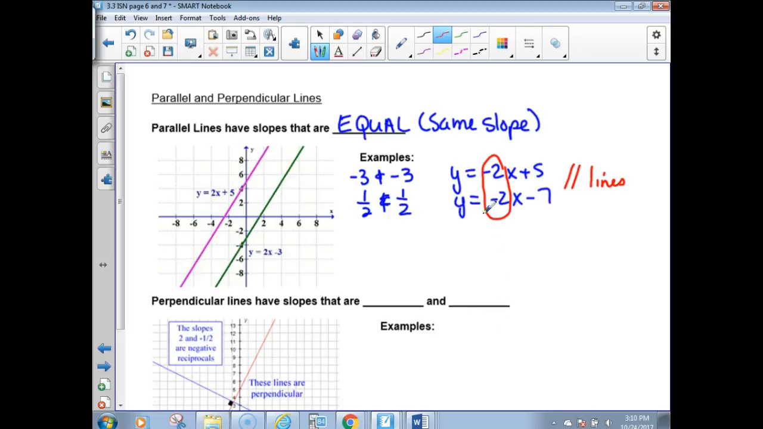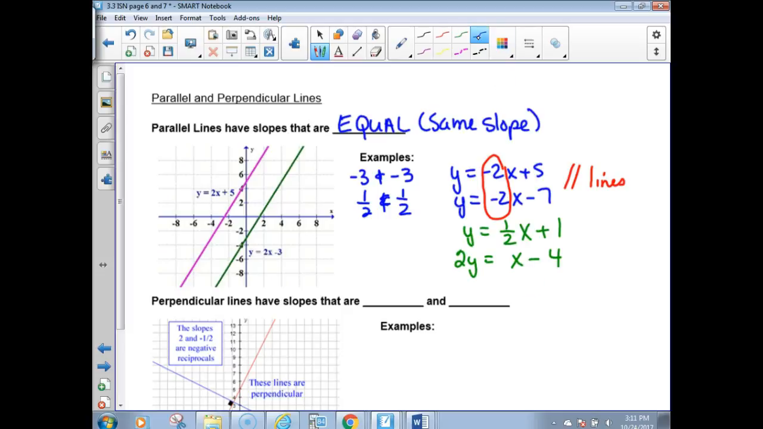Now, sometimes it's not so obvious. So let's say we had an equation that said y equals 1/2 x plus 1. And then you had this other equation that said 2y equals x minus 4. Well, are these parallel? I'm going to tell you that the answer is yes, they are.